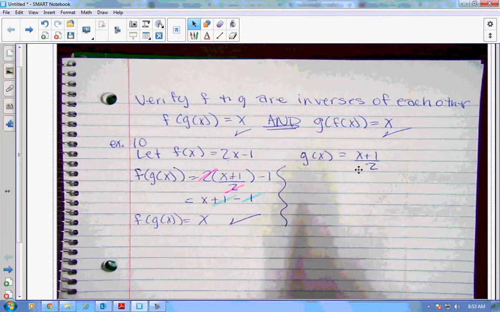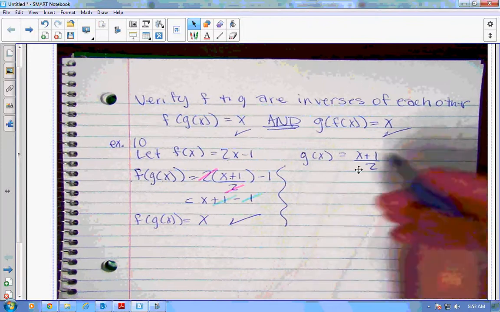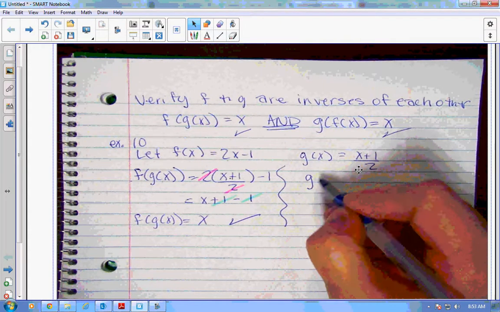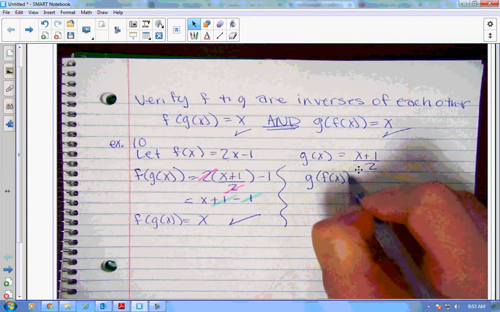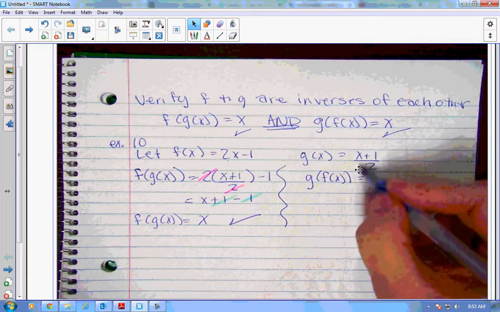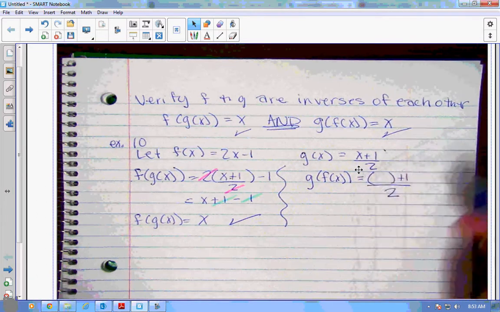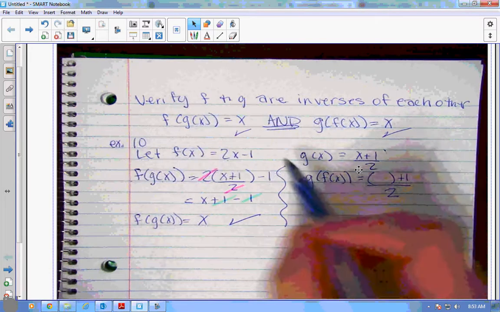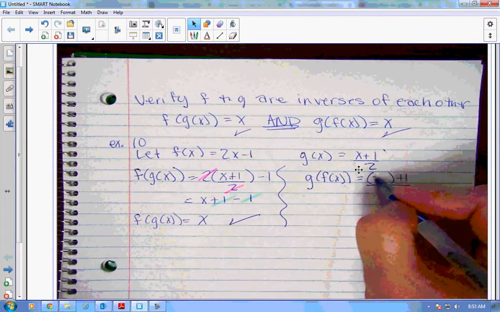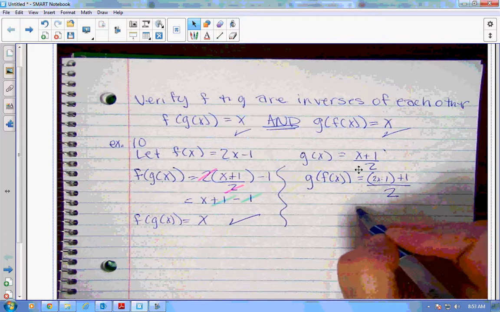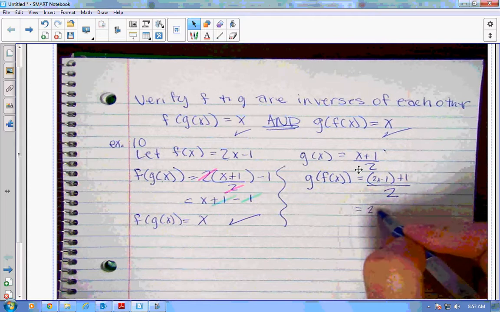So far so good, but you can't stop there. You have to do it the other way. We're going to reverse it. G on the outside with f on the inside. Starting with g, I put parentheses where there was an x, plus 1 over 2. Inside the parentheses, I entered in f. F was 2x minus 1. Okay, this time I have a little work to do on the top.